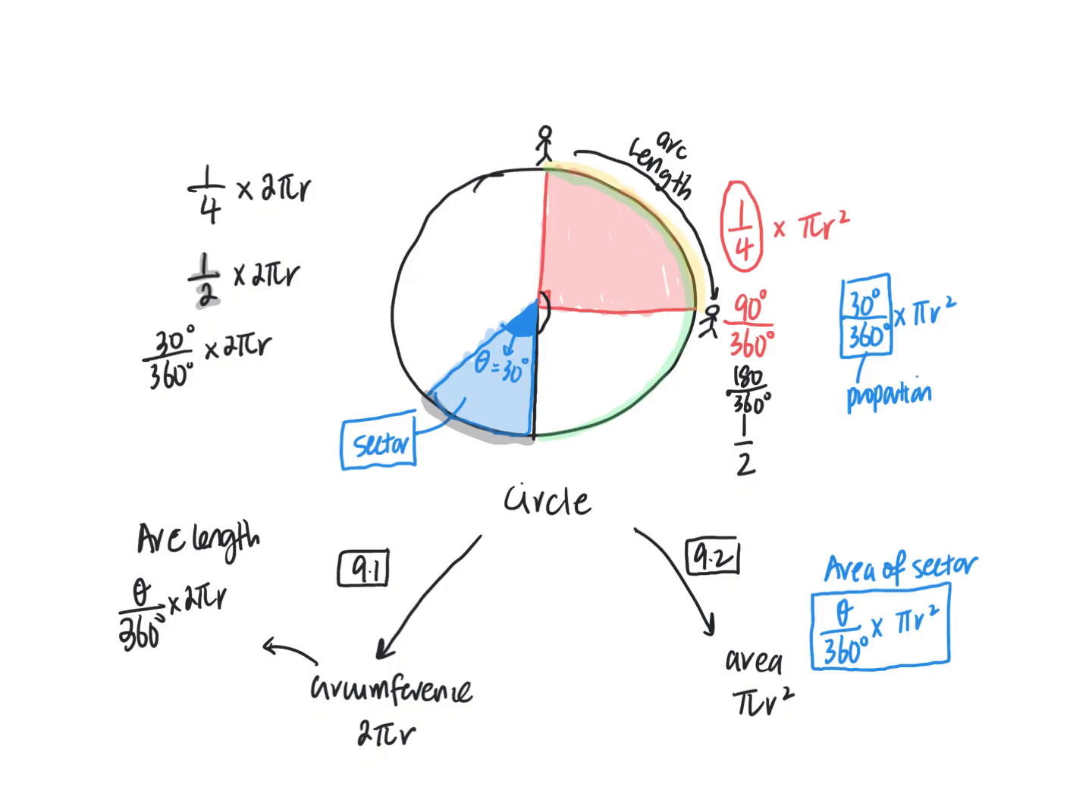Arc because it's not a straight line. Okay, it's actually arch at an angle. So this is called arc length formula.